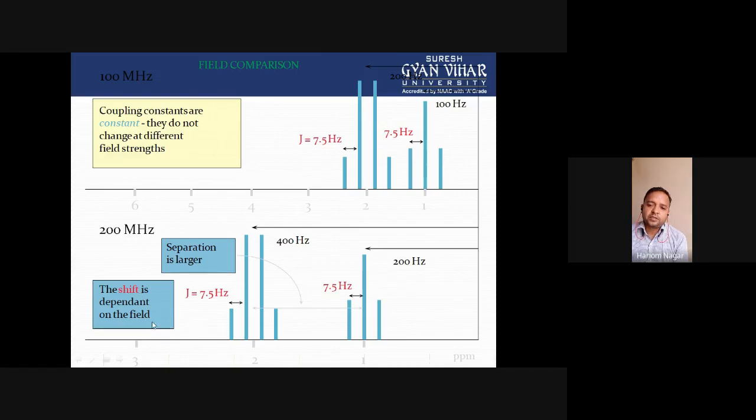How does the chemical shift depend? Here you can see that this is the first multiplet and this is the second multiplet. The distance between the first and second multiplet is this. But here, when we increase the applied field, the distance between the first multiplet and second multiplet is this. The gap is increased. Why? When we increase the field strength.